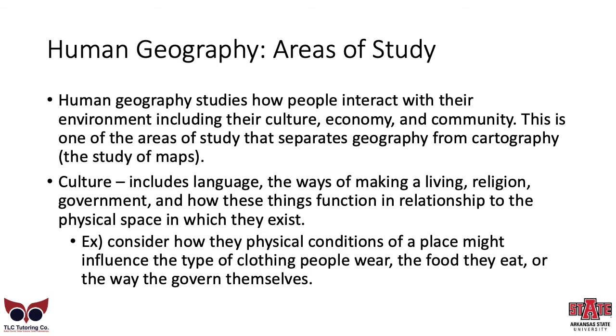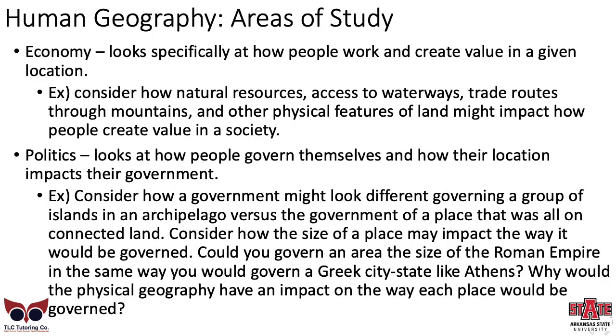For example, consider how the physical conditions of a place might influence the types of clothing people wear, the food they eat, or even the way they govern themselves. Economy. Economy looks specifically at how people work and create value in a given location. Consider how natural resources, access to waterways, trade routes through mountains, and other physical features of land might impact how people create value in a society.